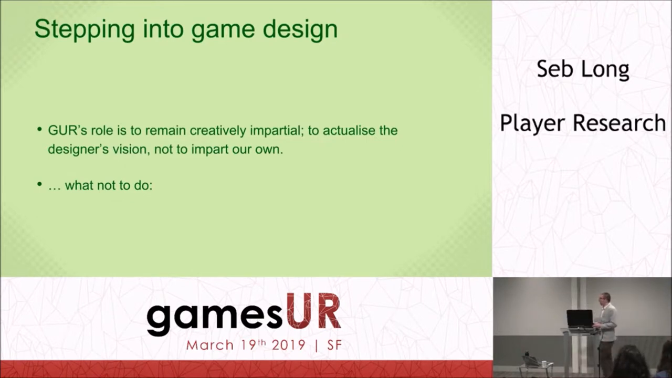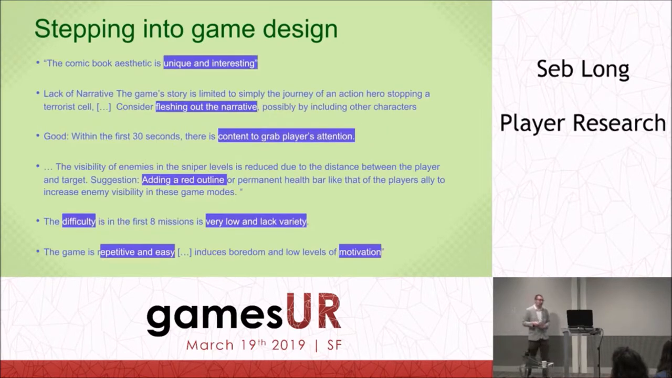Things like saying, this game is unique and interesting, or that the developers should add more narrative to make it better, or that they should change the mechanics to add a red light outline around all of the characters to make it easier to find them, or that the difficulty was too high, or that the game was repetitive or easy. These are all statements about players' affect, their emotions, how they may respond to this content, and they are fundamentally outside the scope of an expert analysis method. We can talk about these things as games user researchers, but not with this method, not without player data to back it up.